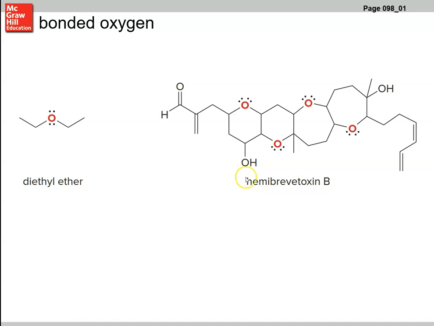The hemibrevetoxin B. Hemibrevetoxin is a toxin produced by, it's an aquatic neurotoxin. It's actually in the red tide. You might have heard of this. It's a dinoflagellate known as Karenia brevis, hence the name breve. The brevetoxin. So this is a part of that. Some of these are longer chains, but it's a neurotoxin.